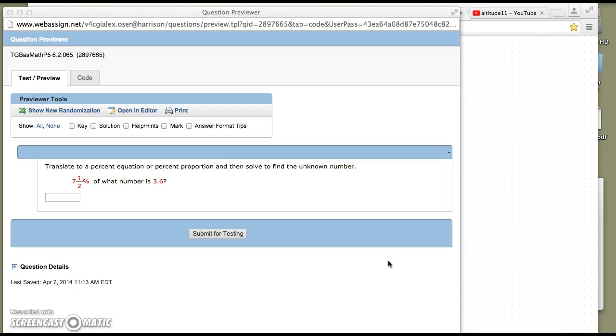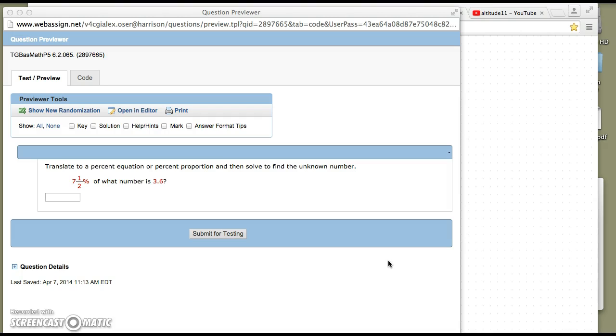We're going to start here with problem number 18 from the week 9 homework. Our instructions first here, it says to translate to a percent equation or percent proportion and then solve to find the unknown number. So it says 7.5% of what number is 3.6.